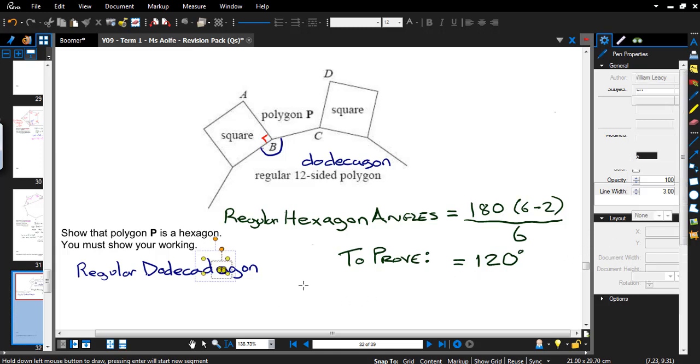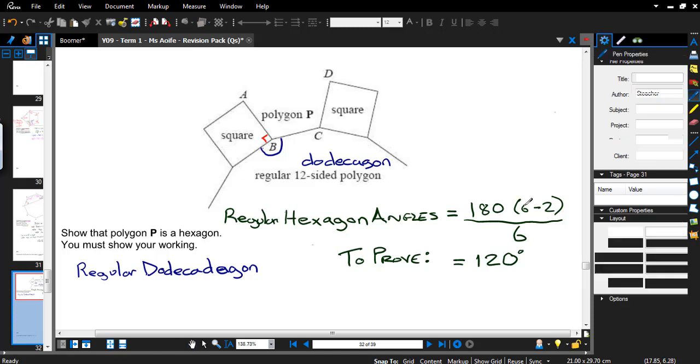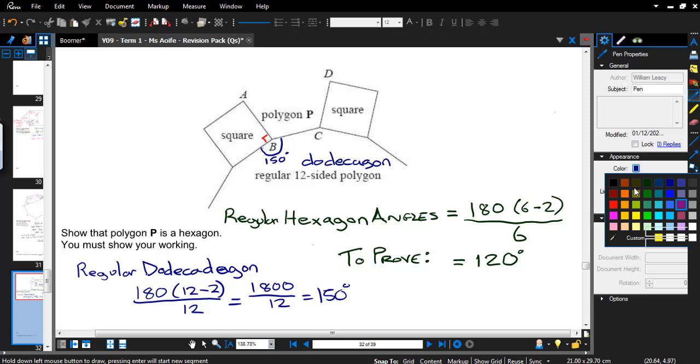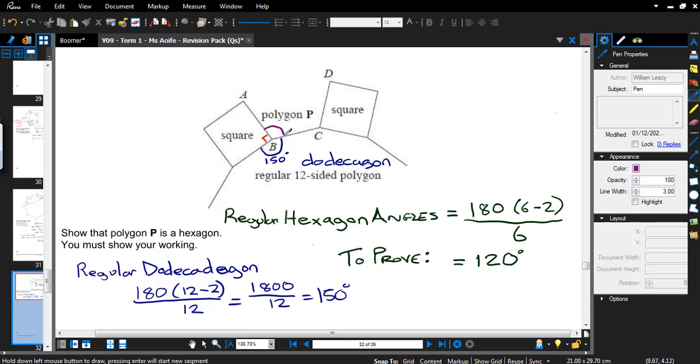So we're going to have 180 times 12 minus 2 over 12 this time, right? So let's do that. 10 times that is 1800. So it's 150 degrees. Alright, so you know that's 150 degrees. Oh look, we have 150, 90, and then this thing. And that makes a circle. And what are the angles around a point, also known as a circle?